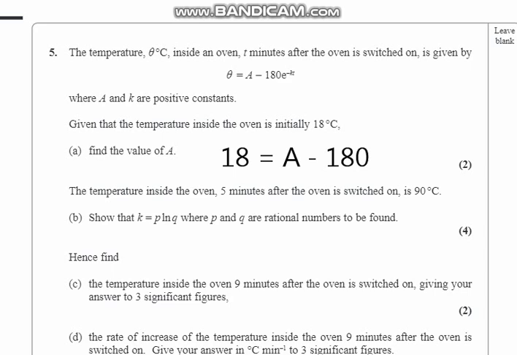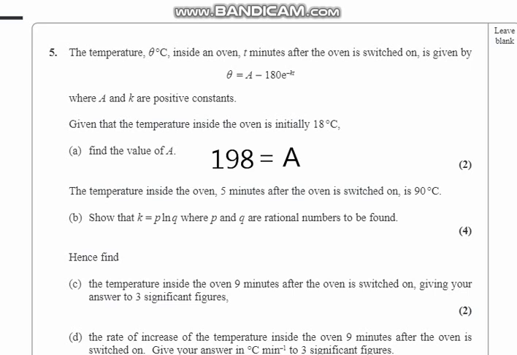There you go, 18 equals a minus 180. Now doing some basic maths, adding 180 to both sides, our a value will be equal to 198. Because a is a constant, we don't have to add its units or anything, so we just leave it like that, and that's our 2 marks done.